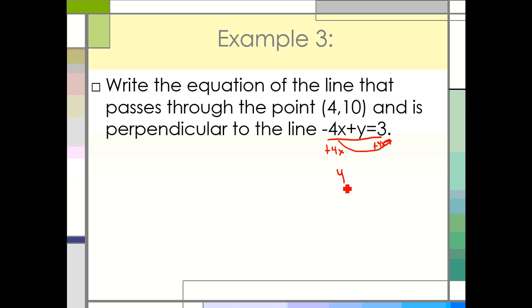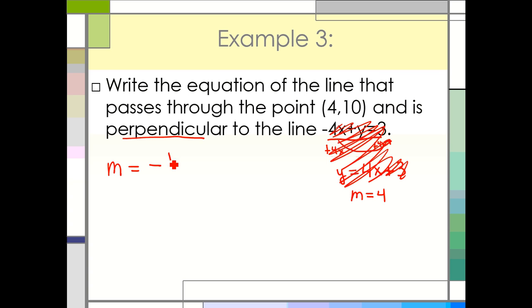When I do that, I get y = 4x + 3. So that tells me that the slope of this line is 4. Now that I have that slope, I'm done with all that. This is all excess information that I don't need anymore because I am looking for something that is perpendicular, which tells me that my slope has to be the opposite reciprocal of this. So now this is excess.